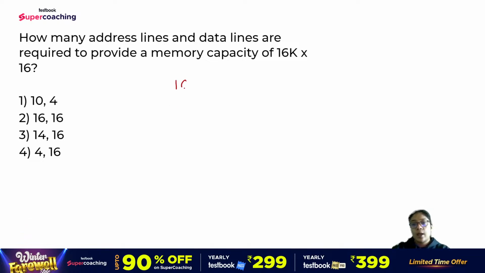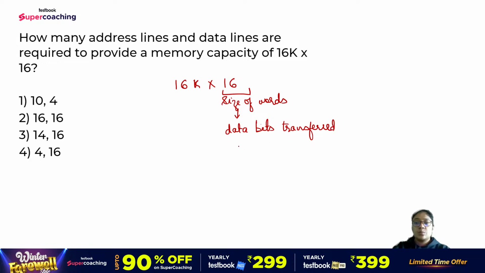Anyways, I have told you that 16K into 16, this is the size of the word. The size of the word will determine the data bits transferred. When one word comes, how many data bits are transferred? That gives you the data lines. So how many data lines do we have? 16. On the basis of this, we can eliminate option 1.